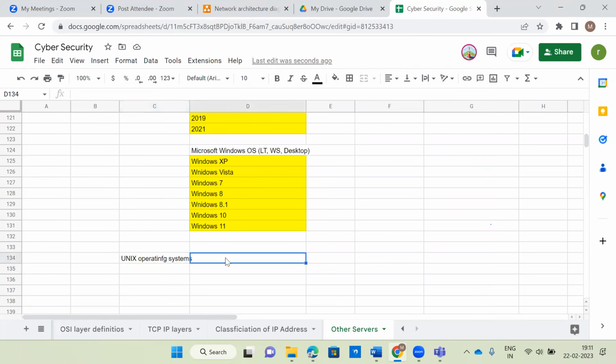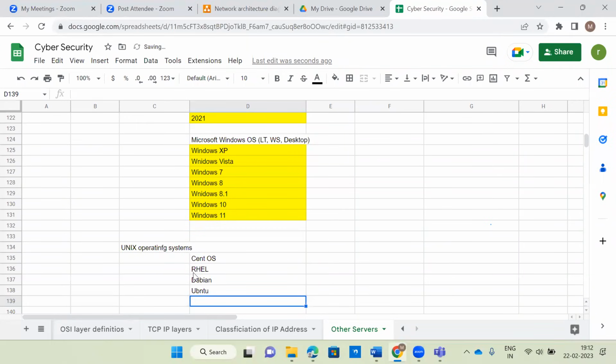Okay. So next one is Unix operating systems. Under Unix, we have different types of classification. One is CentOS. Second one is Red Hat Enterprise Linux, RHEL. Next one is Debian. Next one is Ubuntu. Next one is Fedora.